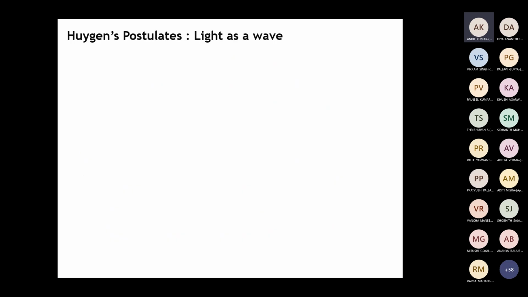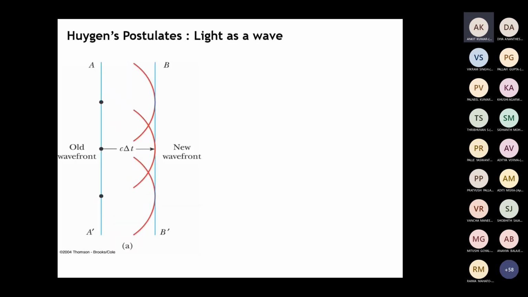Okay, coming to diffraction. Again, as I mentioned, Huygens' postulate plays a crucial role. We all know that light acts as a wave, and according to it, if we have a wavefront, and after a certain time t, you have a new wavefront, if you draw a tangent to it.